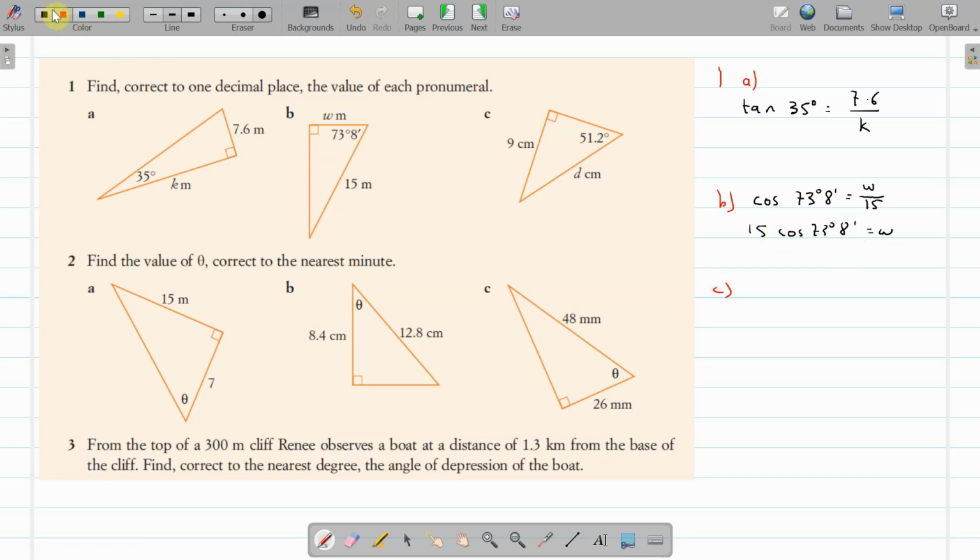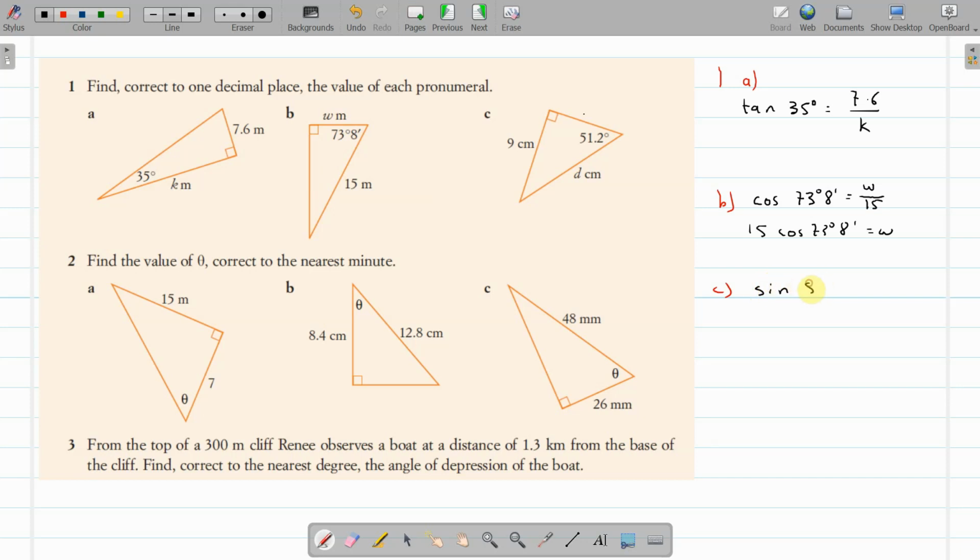Part C. Okay, three pieces of information again. Angle, opposite the right angle is the hypotenuse, and opposite this angle is the opposite side. So we've got an opposite side and a hypotenuse. If the 9 centimeters was there, that's the adjacent side, but it's over here, which is opposite the angle, so it's called a sine question.